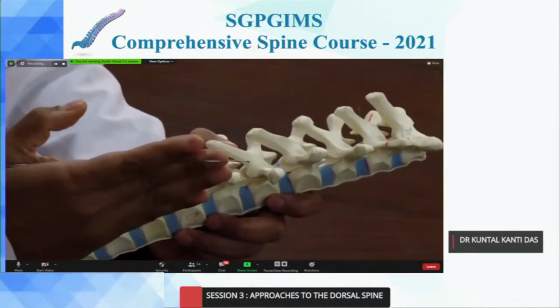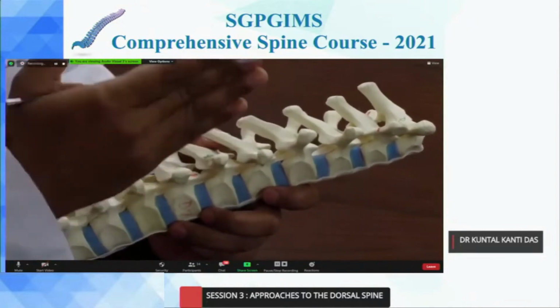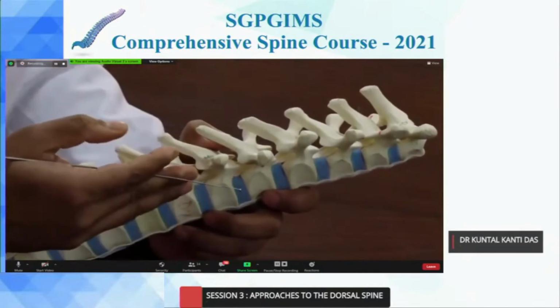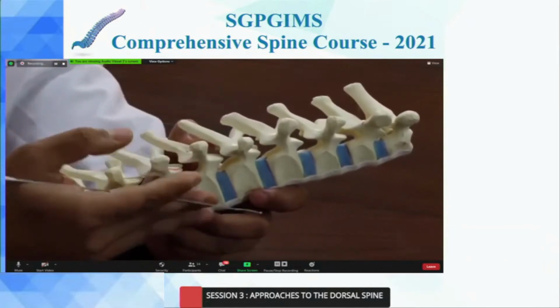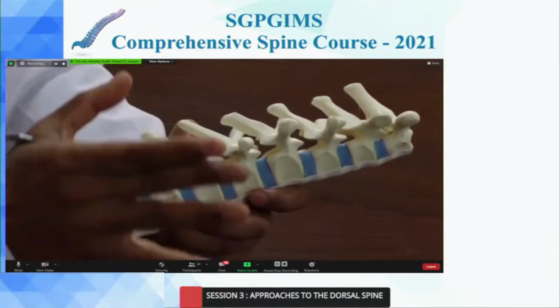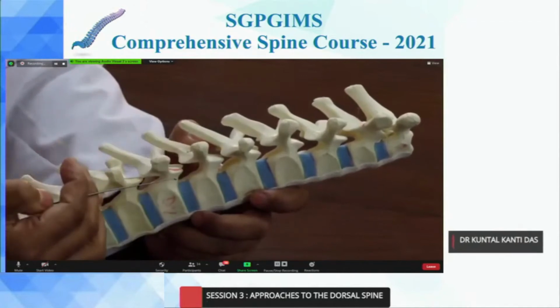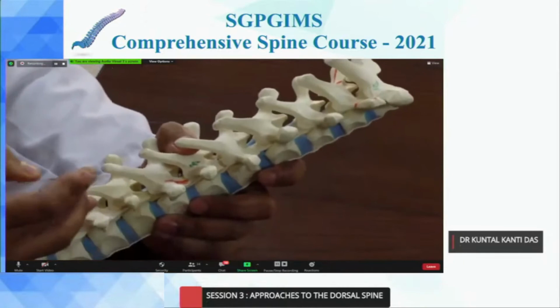One is transpedicular approach, that is go through the pedicle. Next is costotransversectomy, which is slightly lateral than the transpedicular. Here you go through the head of the rib and the transverse process, that is why it is called costotransversectomy. And there is one more lateral approach which is called lateral extracavitary approach. Here the cavity we refer to is the pleural cavity. So you go lateral to the transverse process but medial to the pleural cavity. So let us see the bony landmarks.